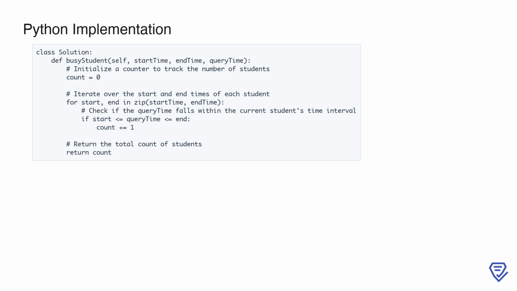Edge cases. The code handles several edge cases effectively. If startTime and endTime are empty, the for loop will not execute, and the function will return 0. If queryTime is less than all startTime or greater than all endTime, the function will correctly return 0, as no condition will be satisfied. If all students have the same start time and end time, the function will correctly count all students if queryTime matches their interval. This solution is efficient, concise, and handles all edge cases appropriately, making it suitable for production use.